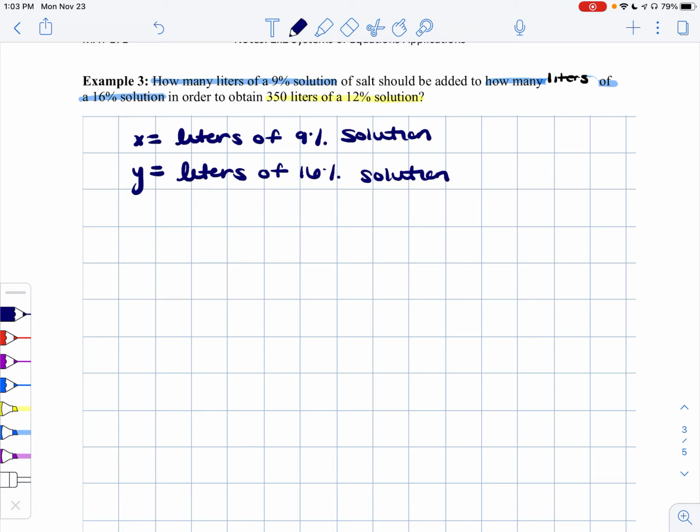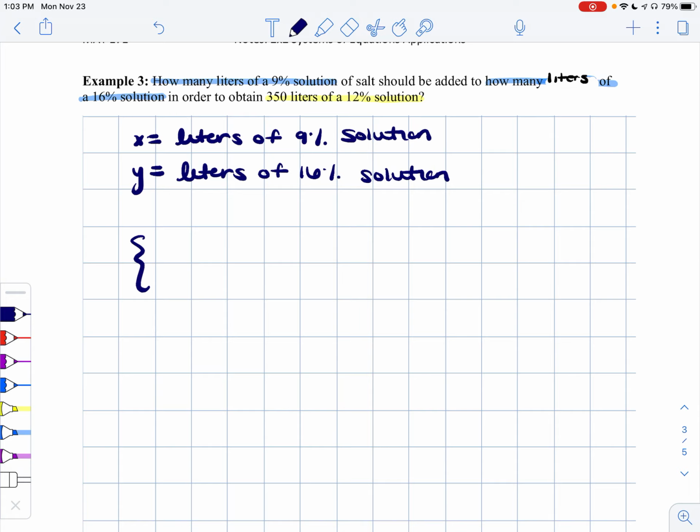Okay. All right, next we need to build our system. If we read what we're given here, we basically have two different things that we're looking at. We have the liters: we know that we're adding x liters to y liters to get 350 liters. And the other thing we have is the percent concentration. We're adding a 9% solution to a 16% solution in order to obtain a 12% solution. So these are going to be our two different equations.